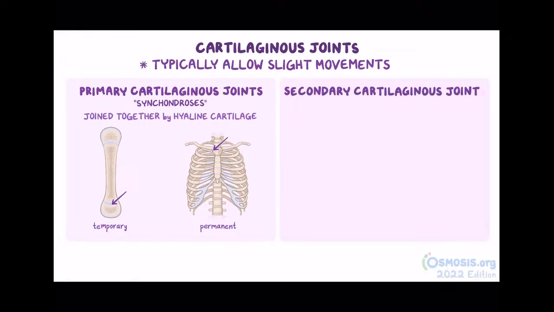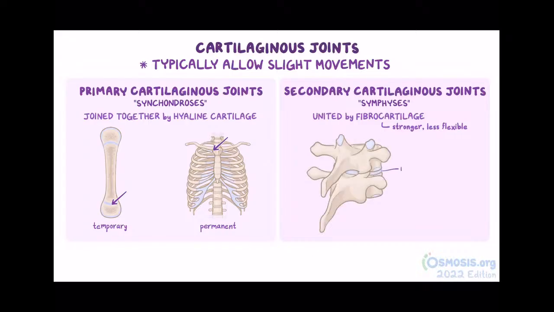Secondary cartilaginous joints, or symphyses, on the other hand, are united by fibrocartilage, which is stronger but less flexible than hyaline cartilage. An example are the intervertebral discs that connect adjacent vertebrae.